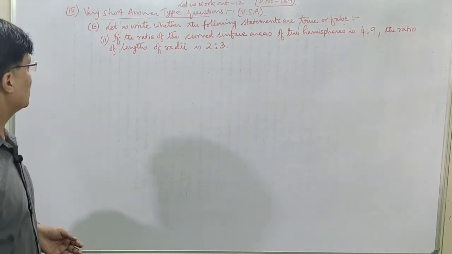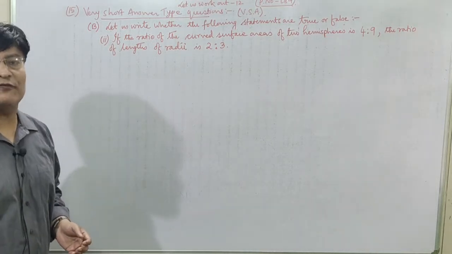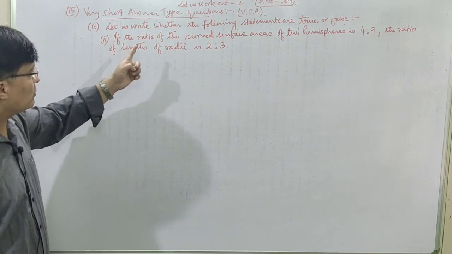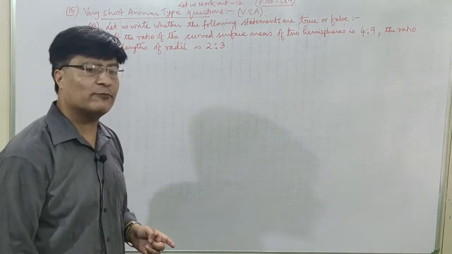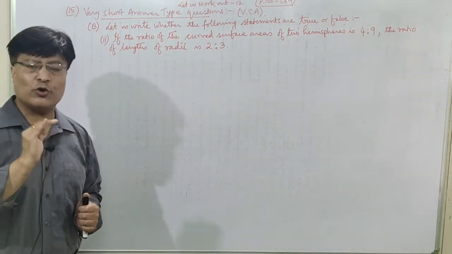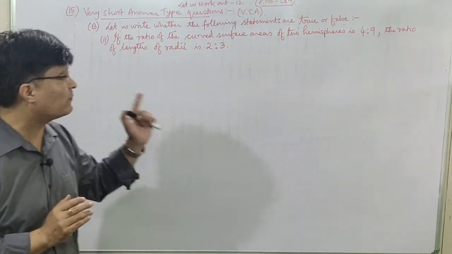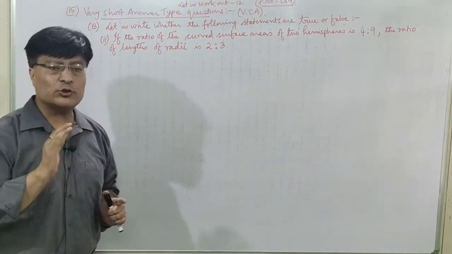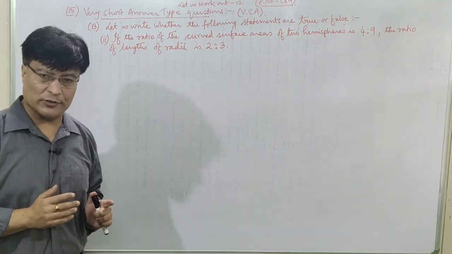So now we'll do the next question, that is, you have to check whether the given statement is true or false. That is number B, number 2. If the ratio of the curved surface areas of two hemispheres is 4:9, and the ratio of the lengths of radii is 2:3, you have to check whether the statement is true or false.